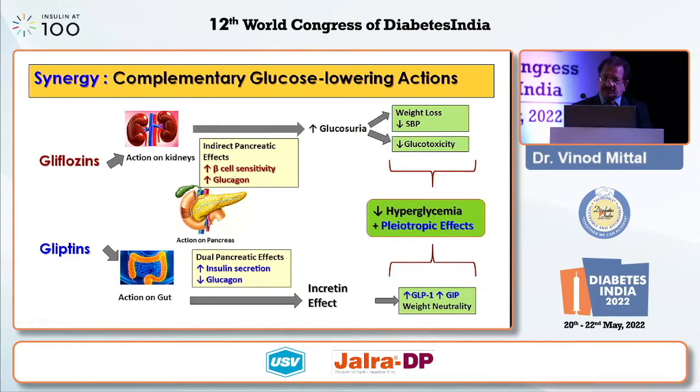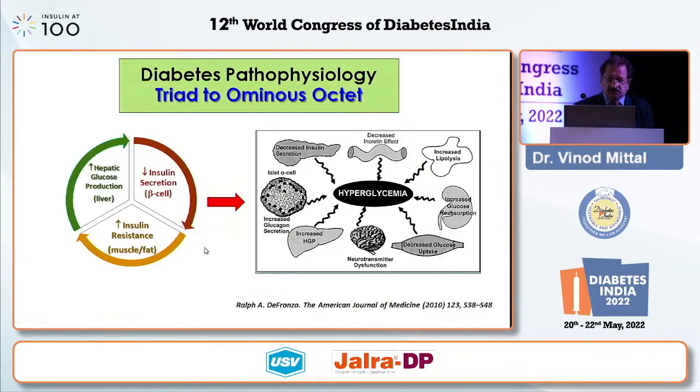And gliptins, again, have a dual pancreatic effect. Gliptins or GLP-1 are the only agents which have an effect on suppression of glucagon, no other agent. That is why even in the late stage of diabetes, they are effective. So once we combine these two, it becomes a kind of an ideal marriage, and we can address so many pathophysiological defects. So now the things have changed from prior to the ominous octet.